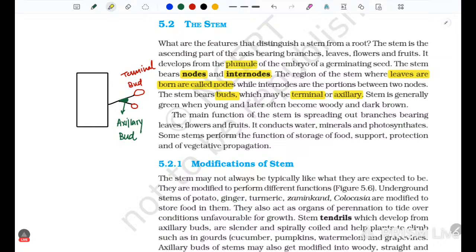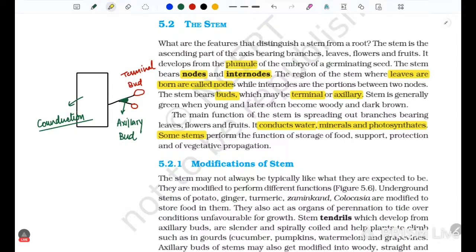The stem is generally green and later becomes woody, dark brown. The main function of the stem is to spread out the branches, which bear the leaves, flowers and fruits. Which structure is responsible for conduction of water and minerals? Conduction is performed by the stem. Conduction means taking from one place to another, so this is a function of the stem.